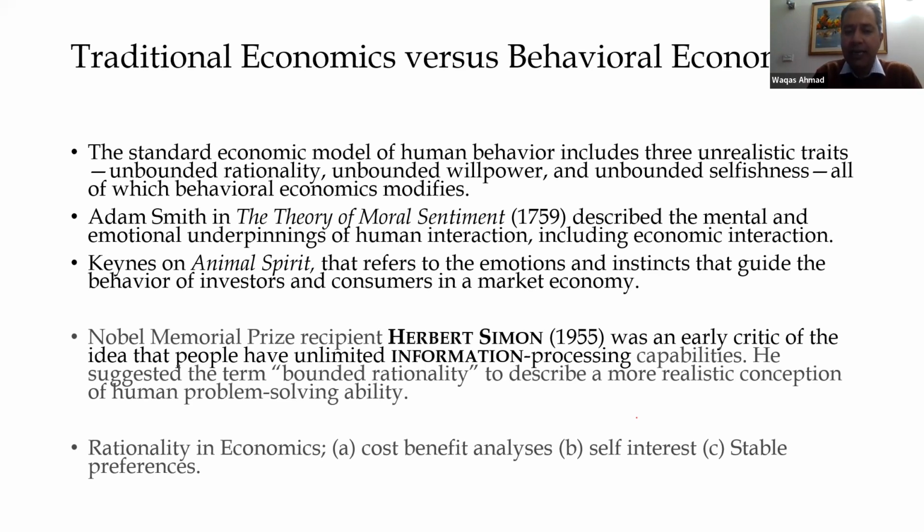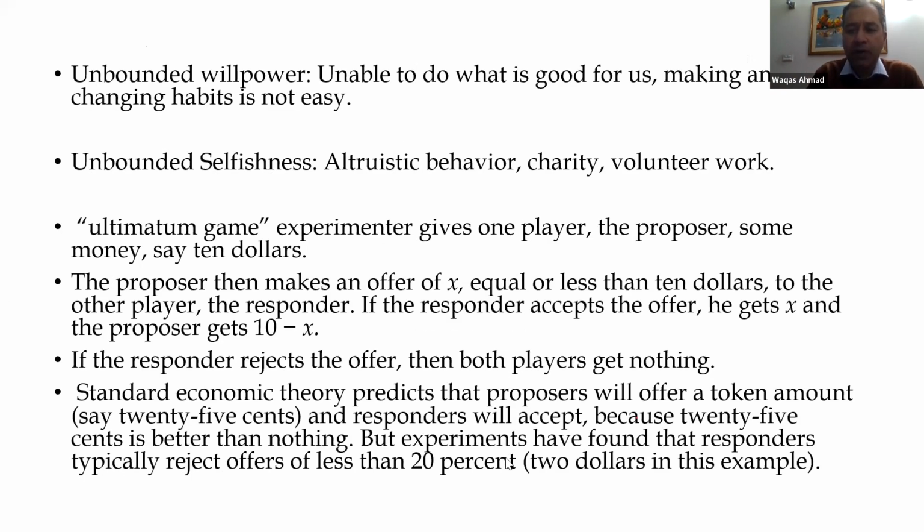So rationality, in our case, you can say is cost-benefit analysis, looking at what is good for them economically, and they will do that. So now let's move forward and see what the problems are with this underlying assumption. Unbounded willpower. Again, this is quite obvious.